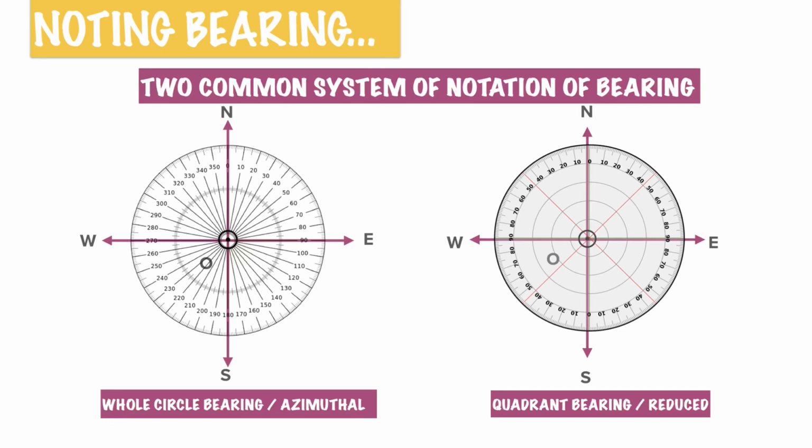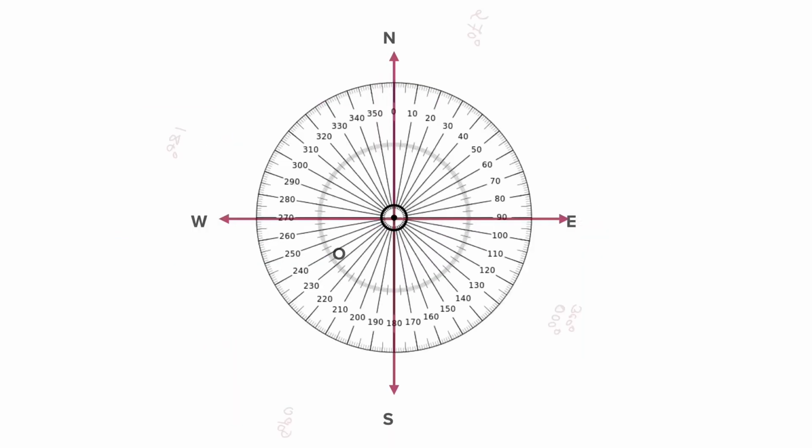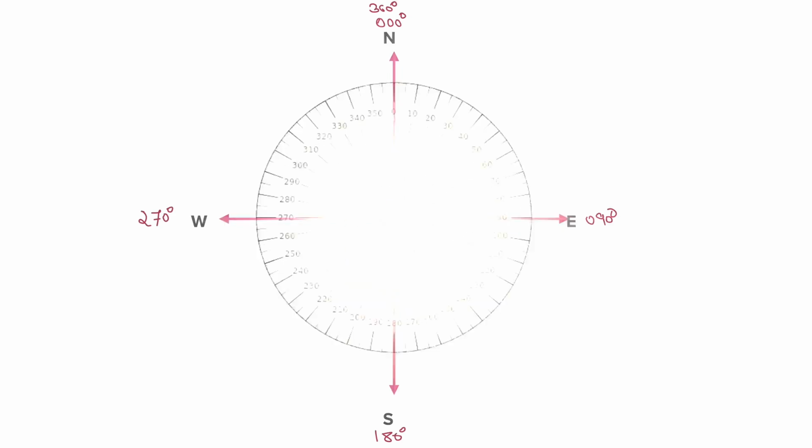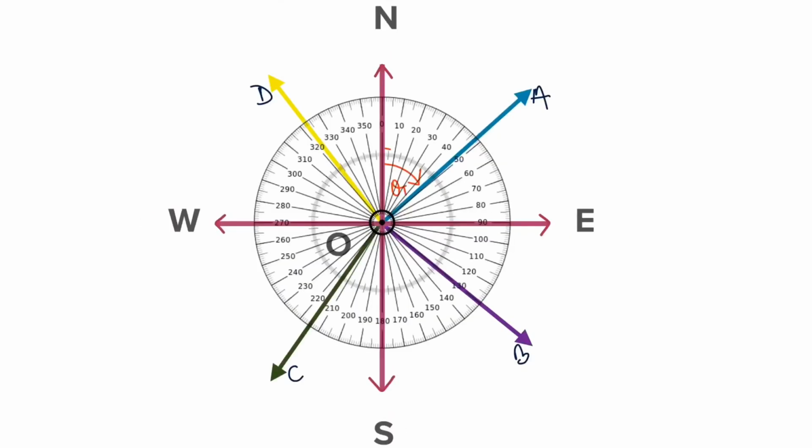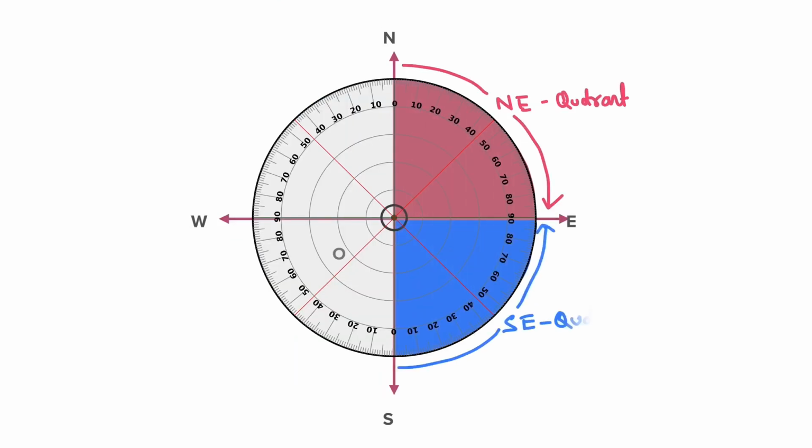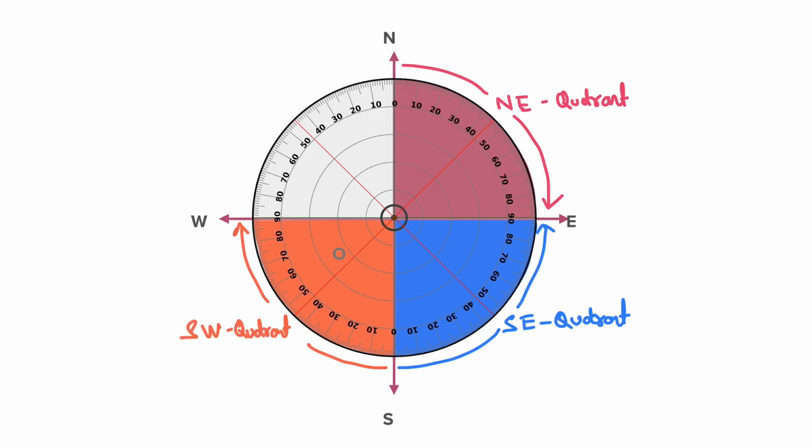There are two common systems of notation of bearings. One is the whole circle bearing or the azimuthal system. Another is the quadrantal bearing, also known as the reduced bearing system. In the whole circle bearing system, as the name suggests, it is based on a 360-degree clockwise circle. The bearing of a line is measured from north in a clockwise direction, and all the angles vary between 0 to 360 degrees.